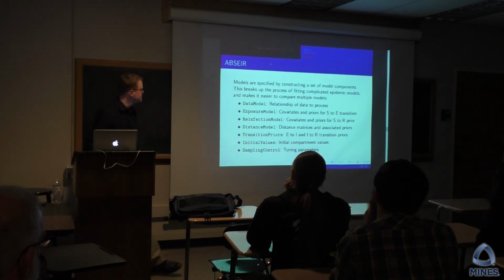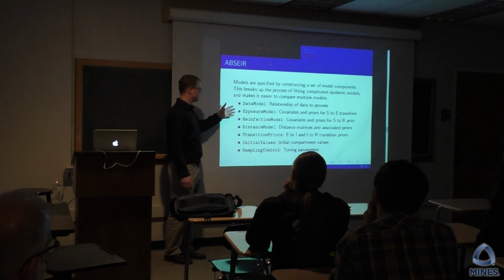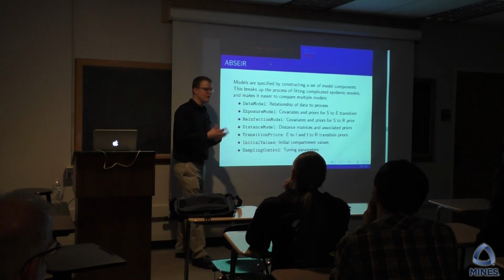Additional notes on ABSEIR. I don't want to spend too much time on it, but the idea is to specify the model as a group of components. So instead of having to collect together all of the various things that are needed to make one of these things run, you can approach it sort of conditionally, like we do when specifying arguments from hierarchical Bayesian models. So you specify a data model, an exposure model, a reinfection model, a distance model, where you hand each of these components the various things that are needed.